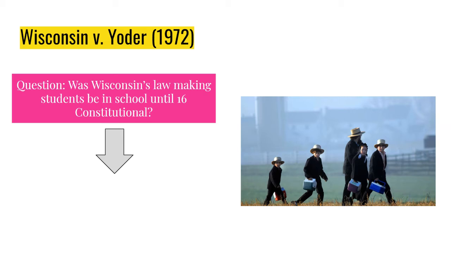There were a group of Amish families that were prosecuted and convicted for violating this Wisconsin law because the Amish in the state did not believe that their students should have to be forced to go to school beyond the eighth grade. They believed that this endangered their students religiously, to keep them in school longer than necessary.